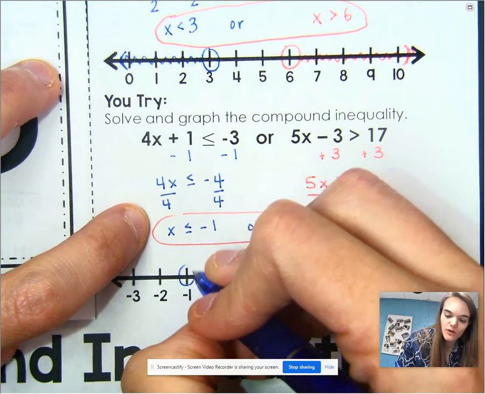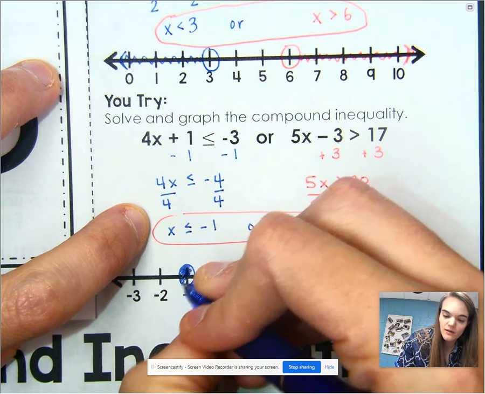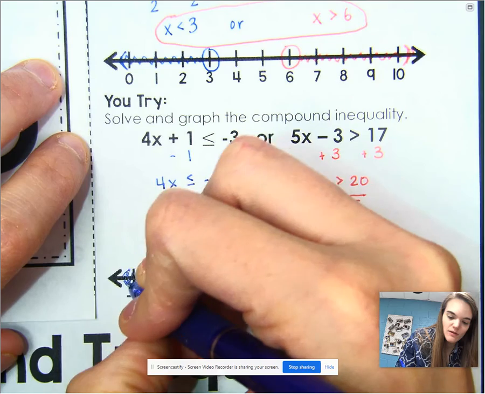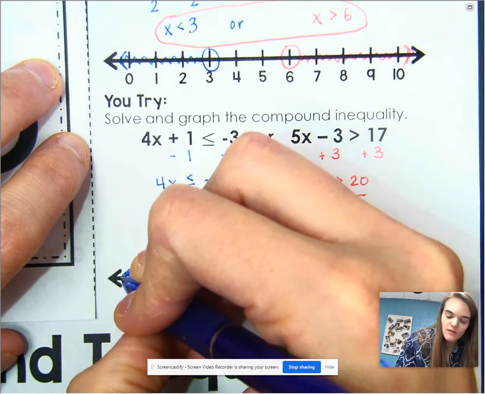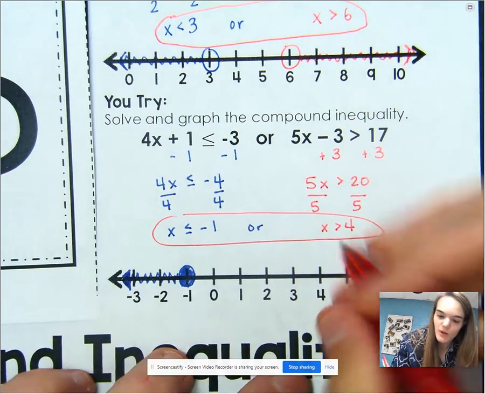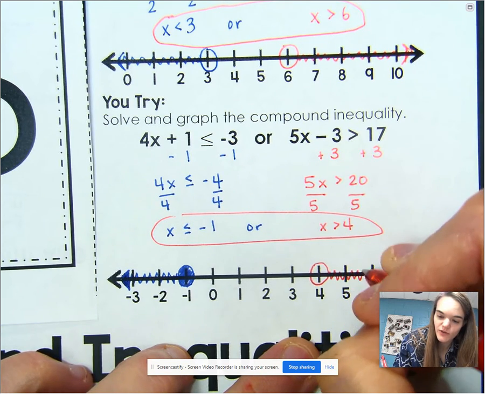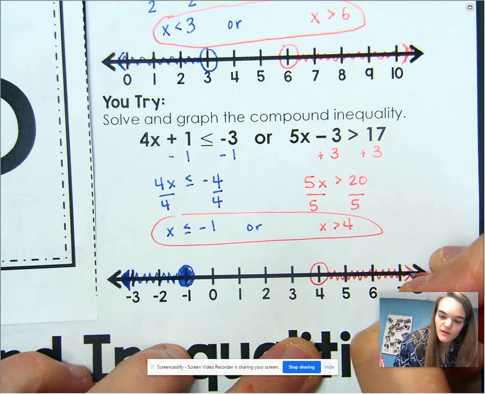Circle negative 1 and shade it in. And graph to the left. Circle positive 4. Don't shade it in. There's no or equal to. And shade to the right.